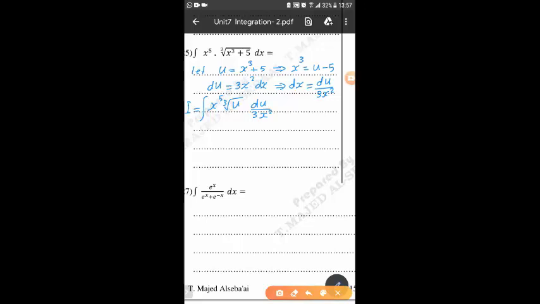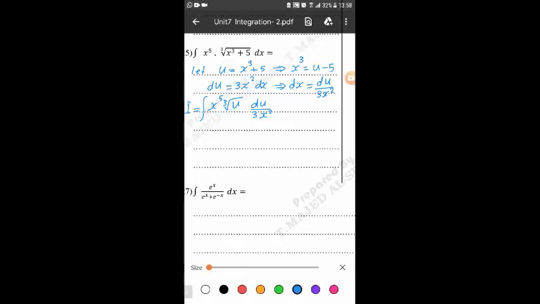What do you think? What will happen now? Can't I cancel this x squared with this 5? So this will be 3.